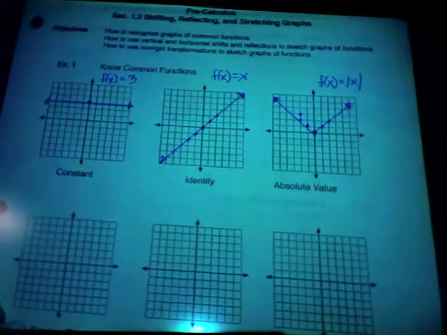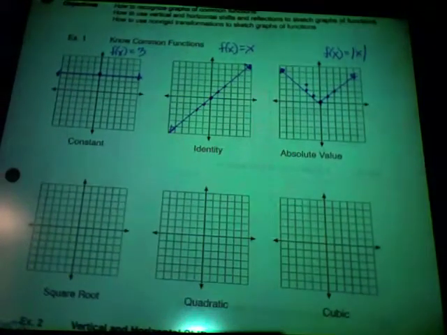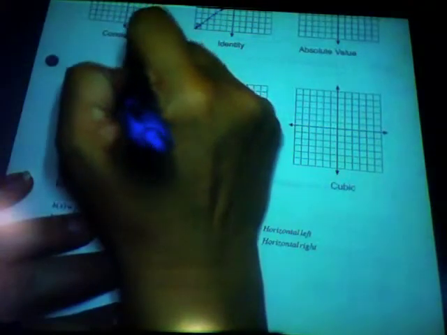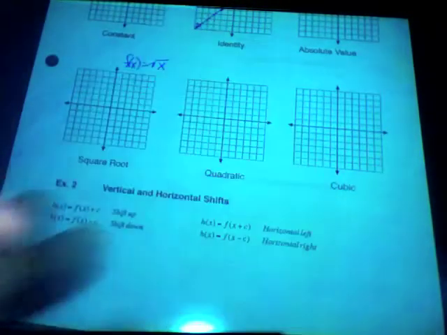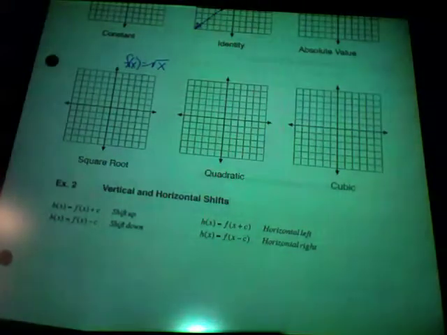I'm practically perfect. All right, so there's your absolute value function. Then, square root. So f of x is equal to the square root of x. What does that look like? Yeah, it's half of a parabola. Really is what it looks like. A parabola that's opening right or left. And so again, plug in some numbers.